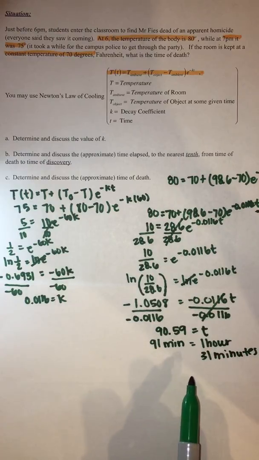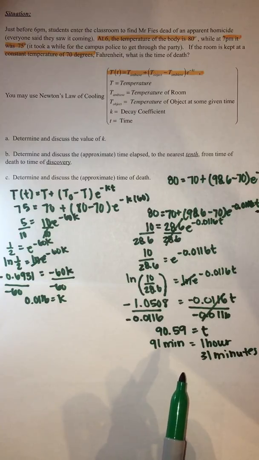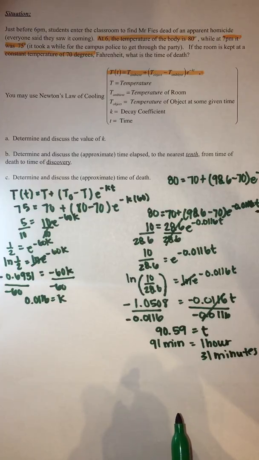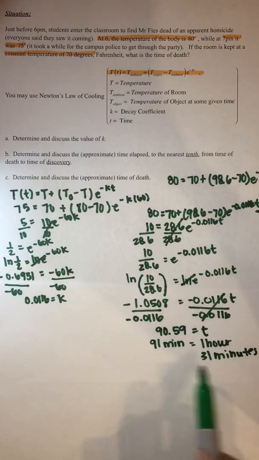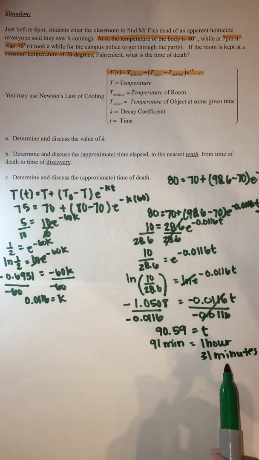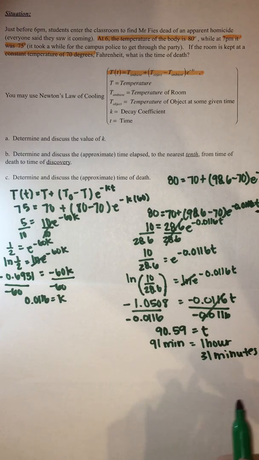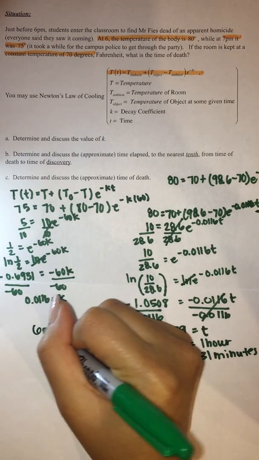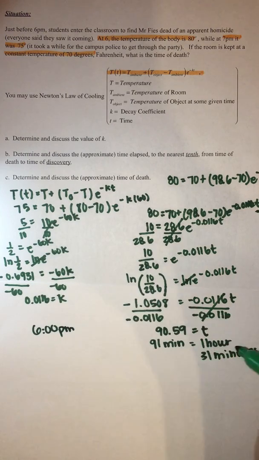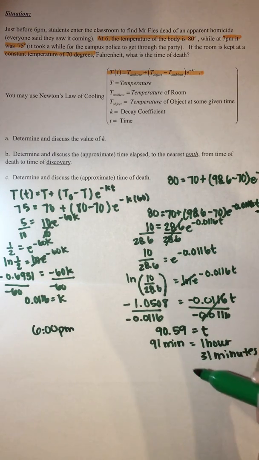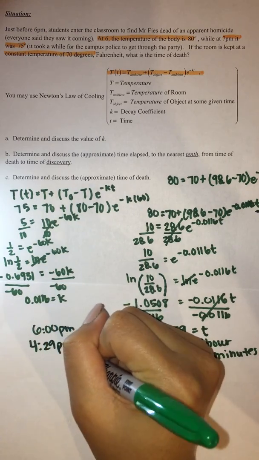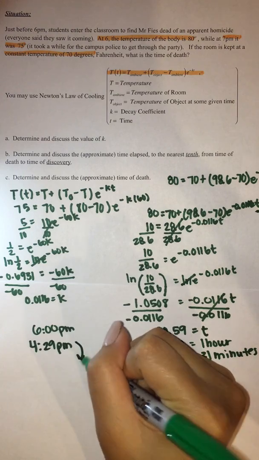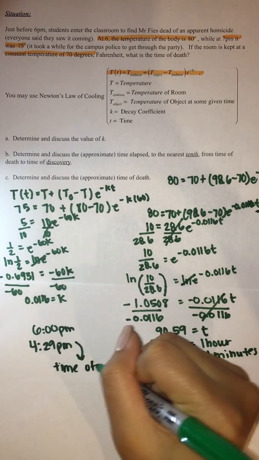Okay, now that we found t, we're going to determine the time of death. Since the body was discovered at 6, and t was how long ago he had died, we're going to subtract 1 hour and 31 minutes from 6. So 6 o'clock p.m. minus 1 hour is 5, and 5 minus 31 minutes is 4:29 p.m. And so that is the time of Mr. Fies' death.